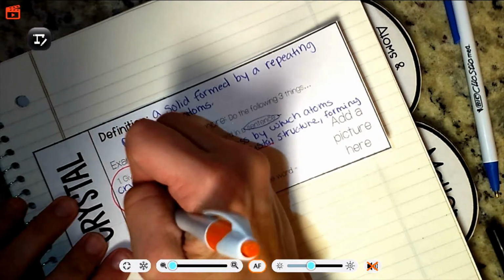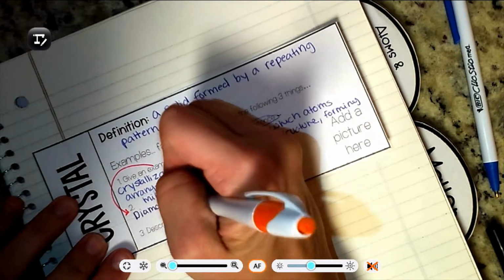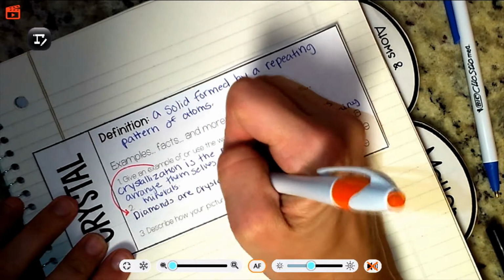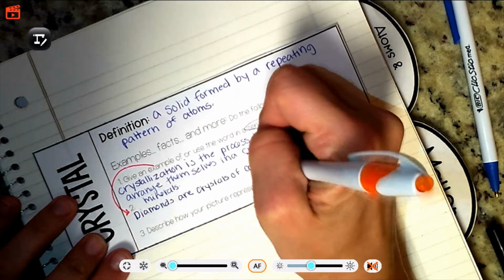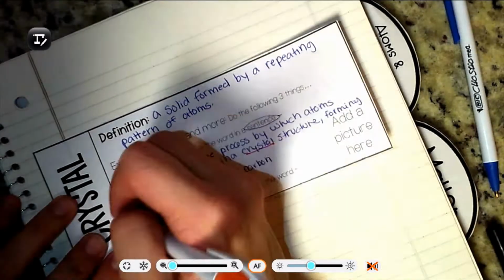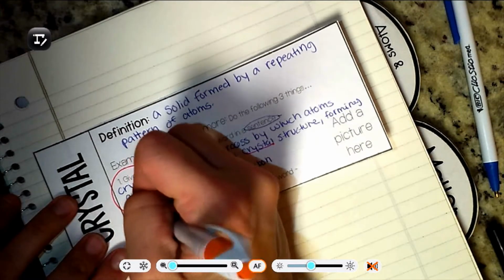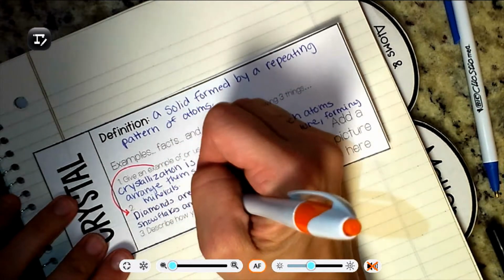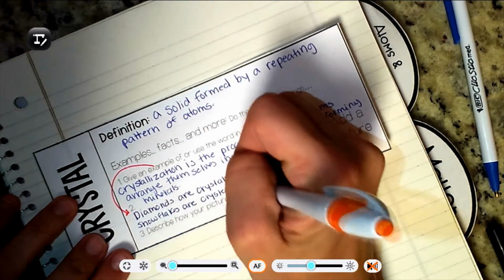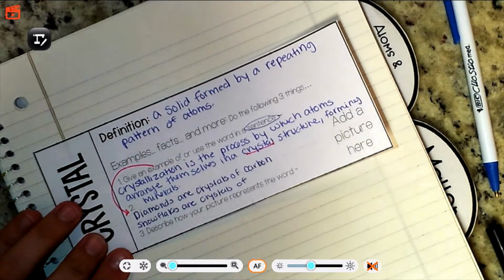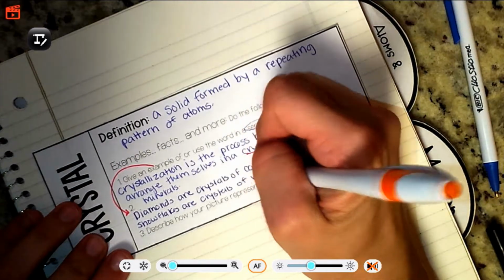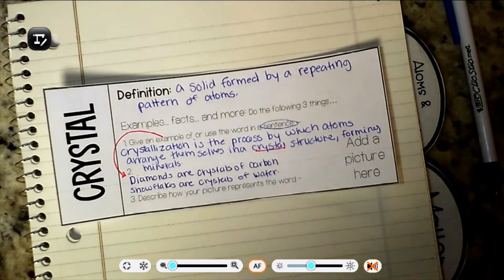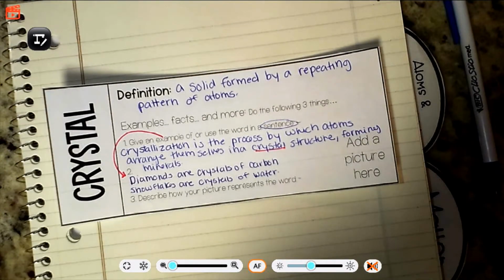Diamonds are crystals of carbon. Snowflakes are crystals of what? You said ice, you're not wrong, but we're going with water. Okay, so in your set of pictures, get that copied down while I show you which set of pictures you want.